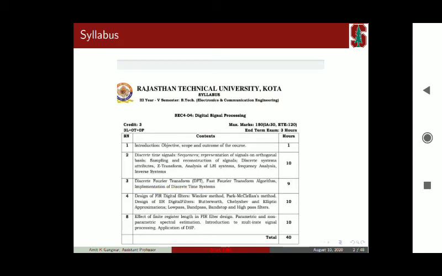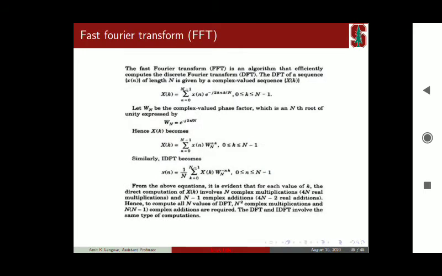To compute the DFT, today we study the fast Fourier transform method. How the fast Fourier transform is computed, we will study in today's lecture. The fast Fourier transform is an algorithm that efficiently computes the discrete Fourier transform. The DFT of a sequence of length N is given by the complex value sequence X(k). Suppose there is a sequence x(n) for which we have to compute the discrete Fourier transform.